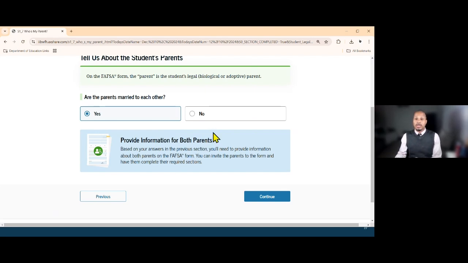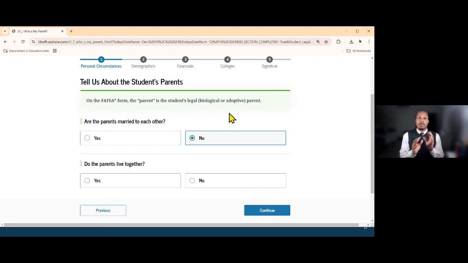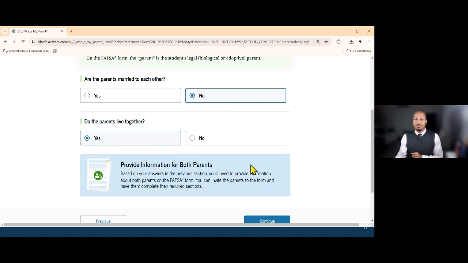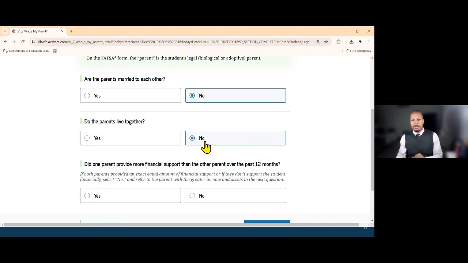So scenario number 2 is that the parents are not married. But let's say they're not married, but they live together. Well, we'll still need information from both parents, and we're going to treat them as both contributors. Okay, so we're going to need information from both parents. But what if they're not married?